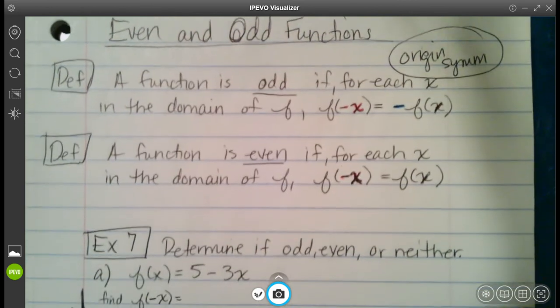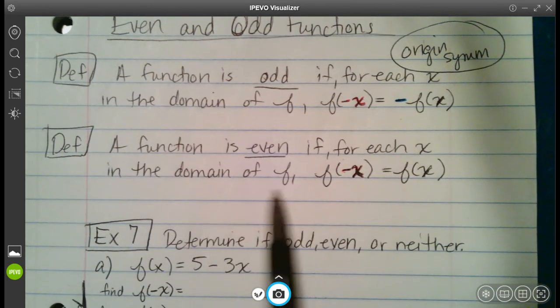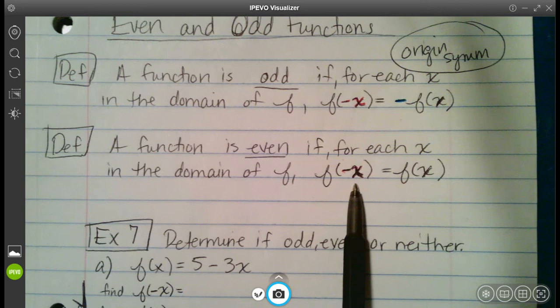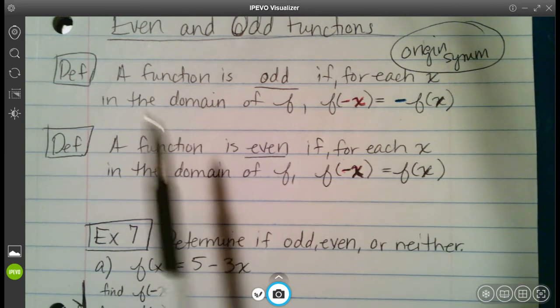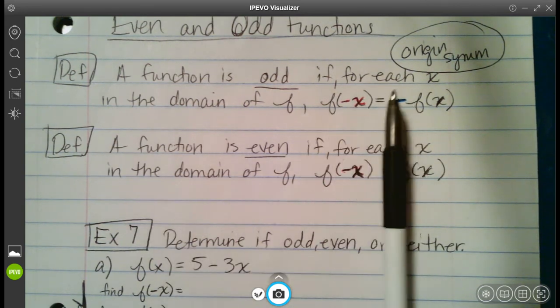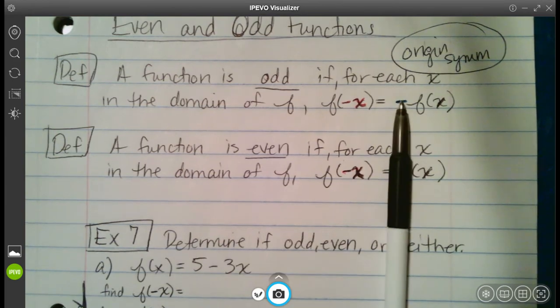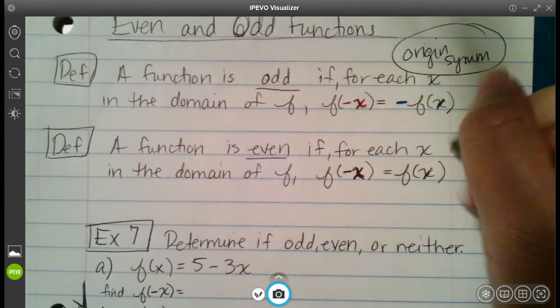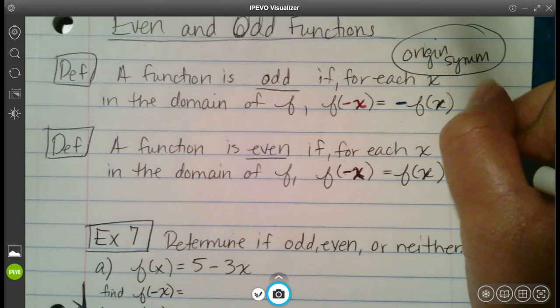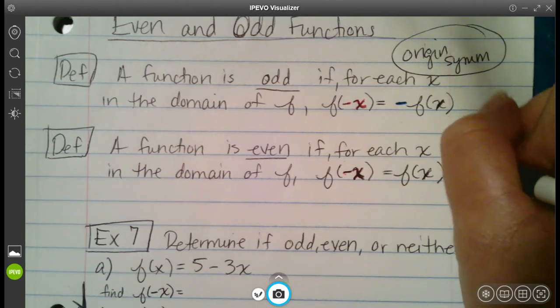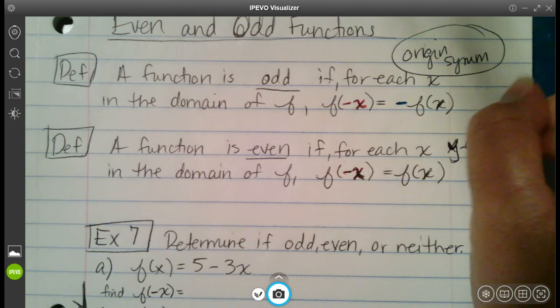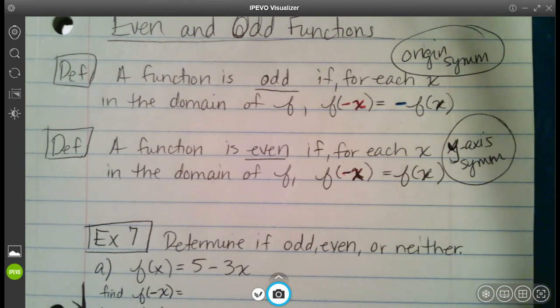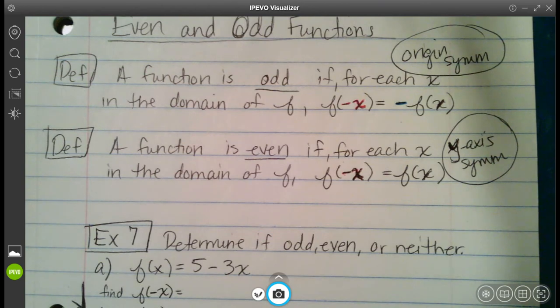A function is even if for each x in the domain of f, f of negative x is equal to f of x. So every x on the right side of the graph has the same y value as the x on the left side. So this is going to be considered even, and this is the same as, not x, I'm sorry, y axis symmetry. So it's a reflection over the y axis, okay?